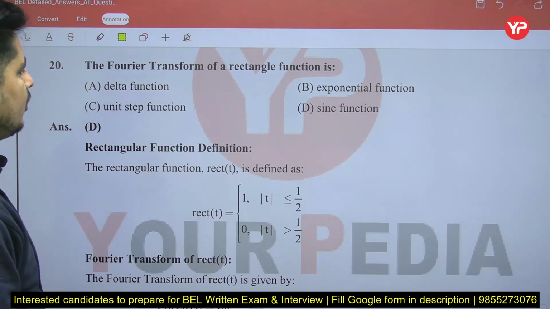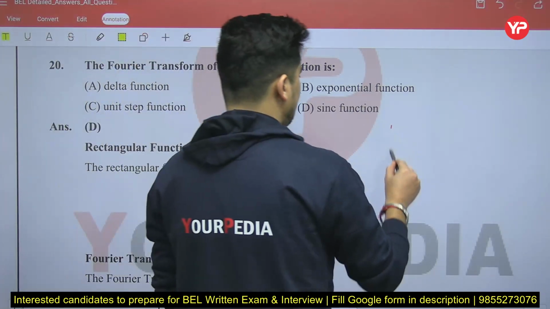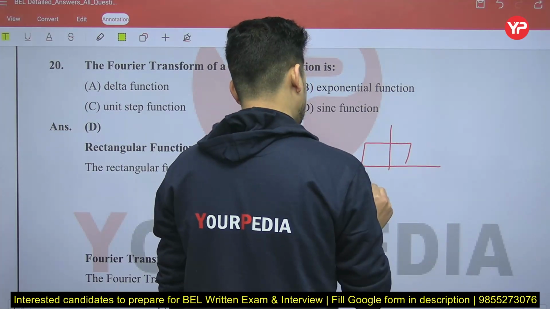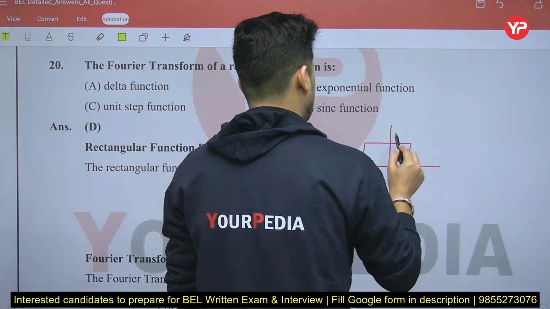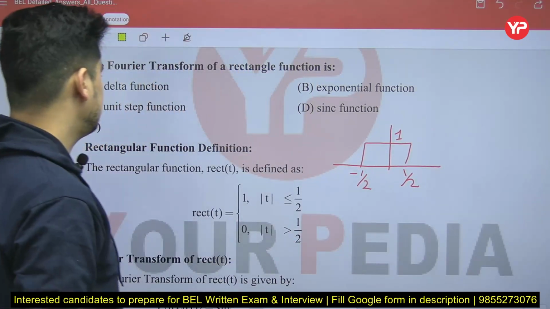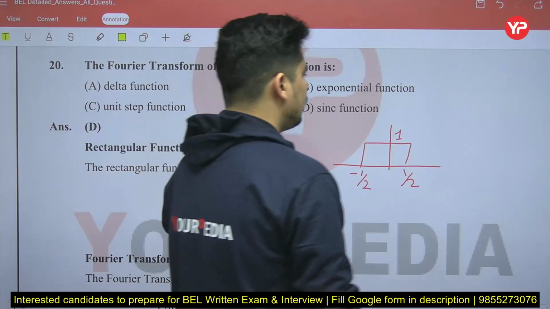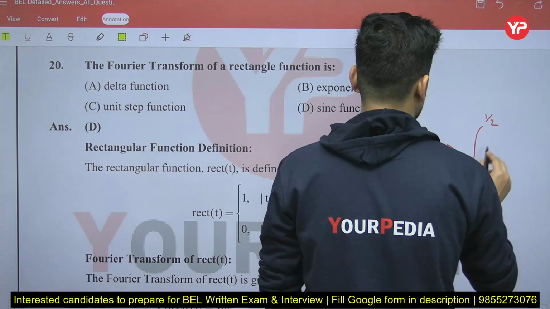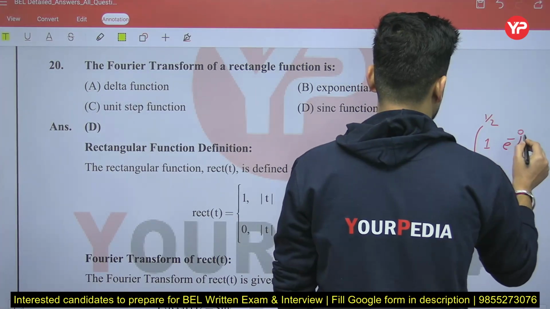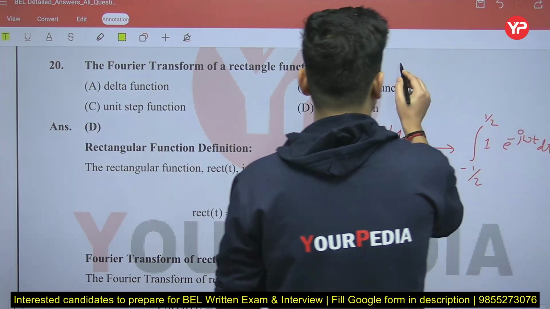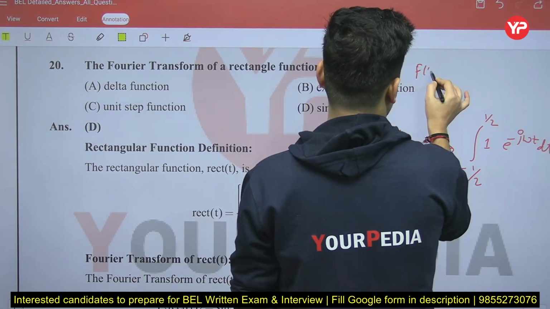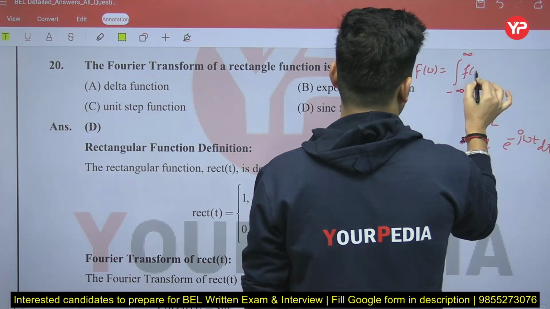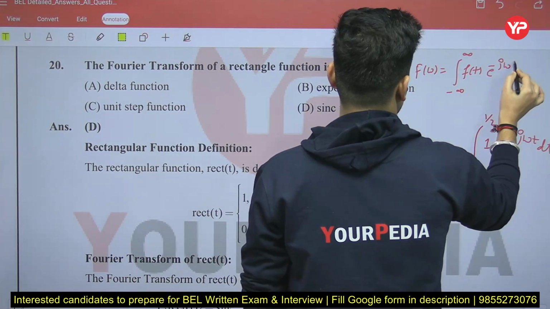The Fourier transform of a rectangular pulse. See, basically if I have a rectangular pulse from -1/2 to 1/2, amplitude is 1, this is our rectangular pulse. If I am taking its Fourier transform, what will be the Fourier transform? You can generally use -1/2 to 1/2, value is 1, e raised to the power minus j omega t dt. You know the formula for the Fourier transform. F of omega of a signal f of t is what? Integration from minus infinity to infinity f of t e raised to the power minus j omega t dt.